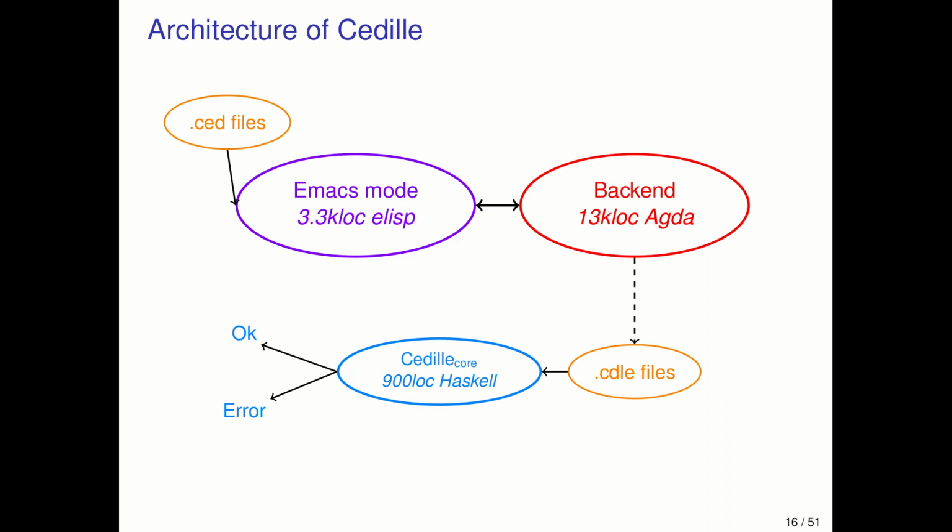We communicate back and forth, and I'm going to give you a small demo of this in a minute. Then, if you want, you can ask the backend to generate a CDLE, the calculus of dependent lambda eliminations. That's what we call this core theory, which you can feed into our 900-line Haskell checker, and it will check OK or not OK. Maybe it's a good place to see if anyone has a question.